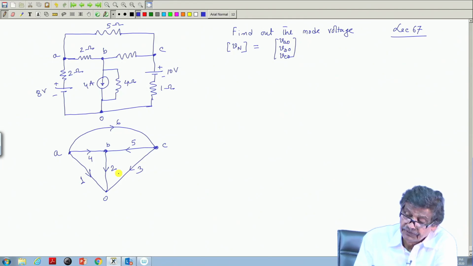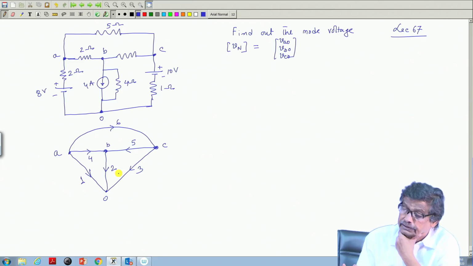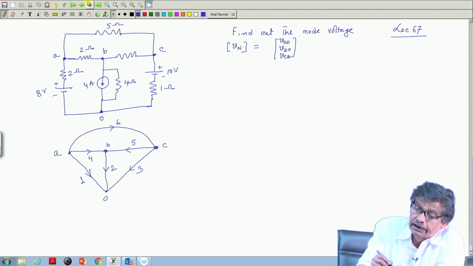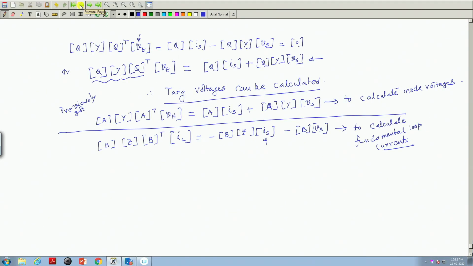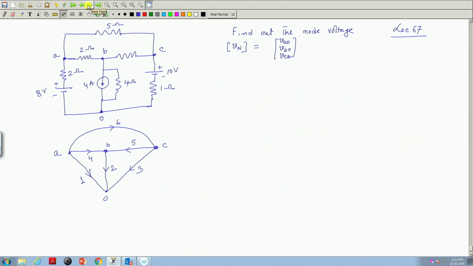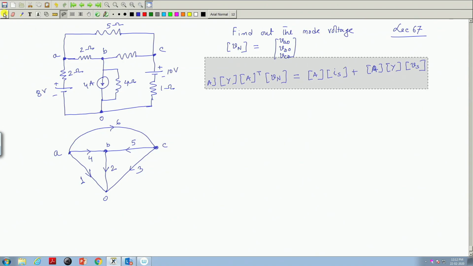Now, the first thing is, since it is the node voltage method, the A matrix is to be known. Recall that to solve these node voltages, what are the things you have to do? You have to adopt this method. So, the nodal method means this is the A matrix: A Y A transpose V n, node voltages I want to find out. So, I must form the A matrix. A matrix formation is one of the simplest among A, B and Q.